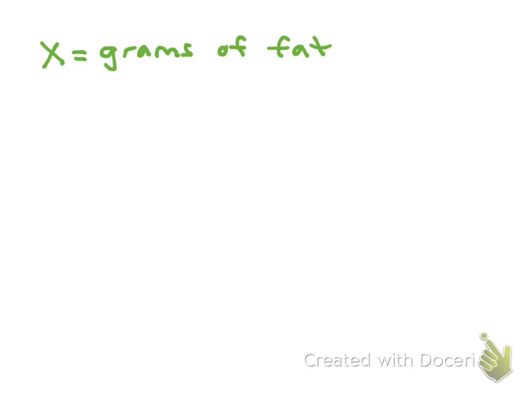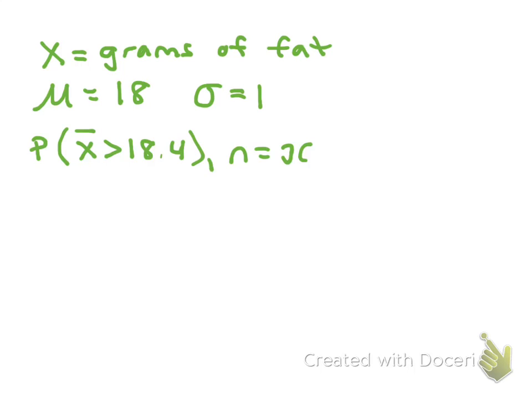So we know that x equals the number of grams of fat in our hot dogs. I know the mean of individual hot dogs is 18. The standard deviation for individual hot dogs is 1. But I'd like to know the probability that a batch of 36 hot dogs will have a mean fat content greater than 18.4. Let's see what I can put together here.